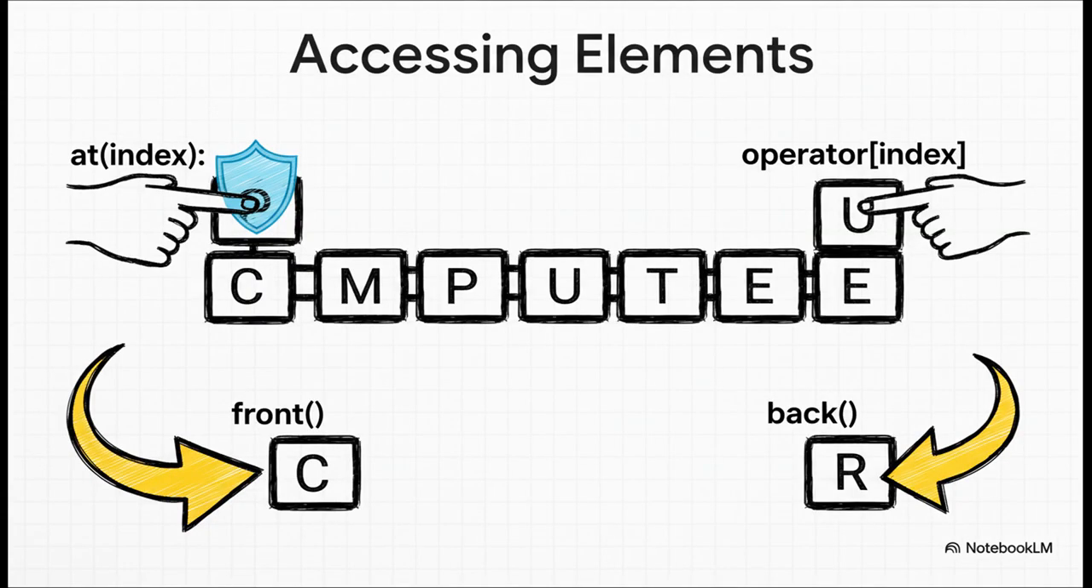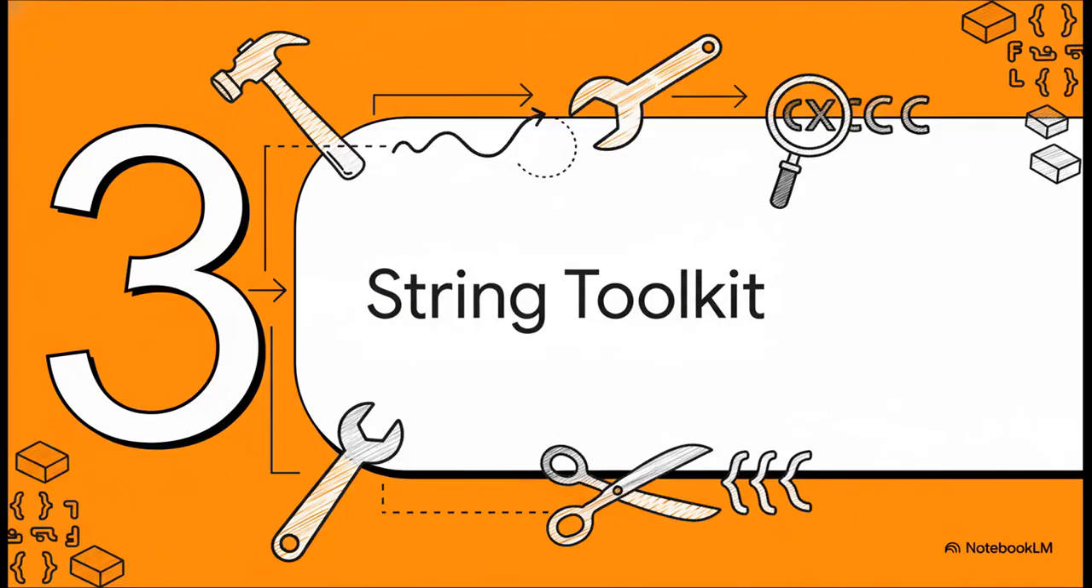And this is how we put those indexes to work. C++ gives us a few different ways to pinpoint a single character. You can use .at, which is the safe route. It'll check to make sure the index you asked for actually exists. Or you can use the square brackets. This way is faster, but it's a bit more living on the edge. It won't warn you if you go out of bounds. And then you've got these handy shortcuts, .front and .back, to instantly grab the characters at the very beginning and the very end. And this is where the real fun begins.